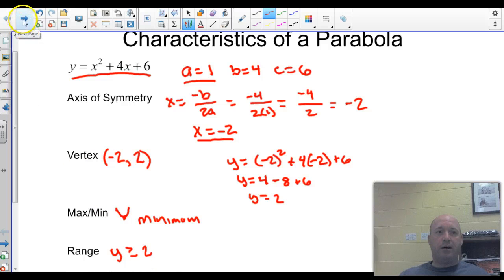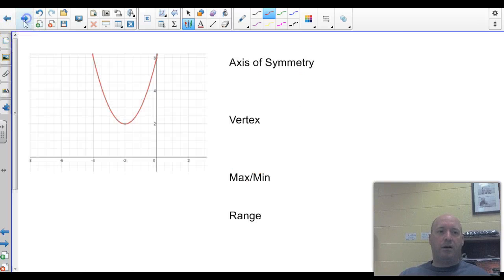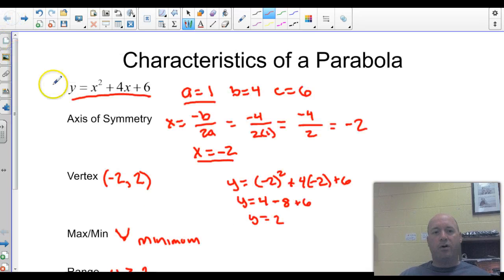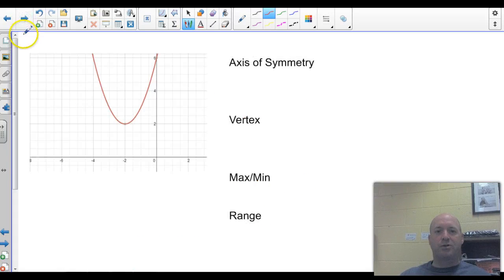Okay, great. So now we're going to look at, let's say I'm not given an equation and I'm given a graph. Now this is the graph of the same equation back here. So all of our answers should be the same. I should get the same vertex. I should get the same axis of symmetry. I should also get minimum, and that y is greater than or equal to 2. So we already know what the answer should be.